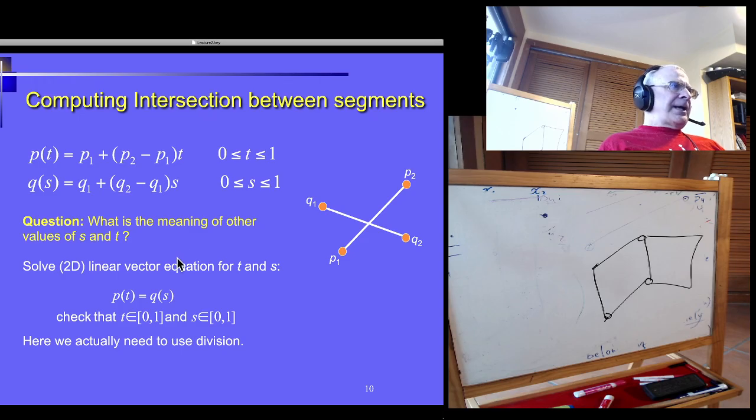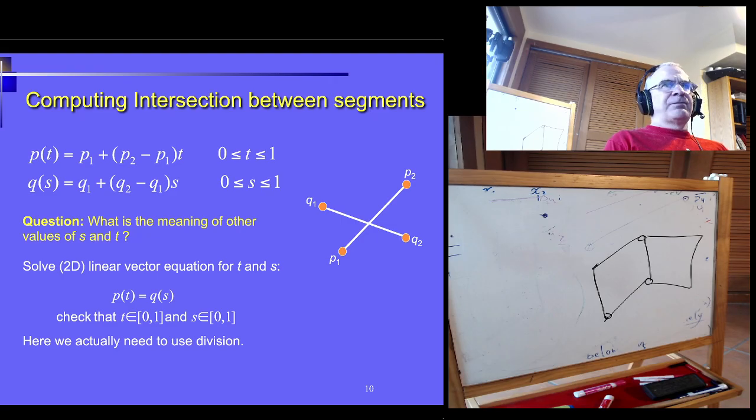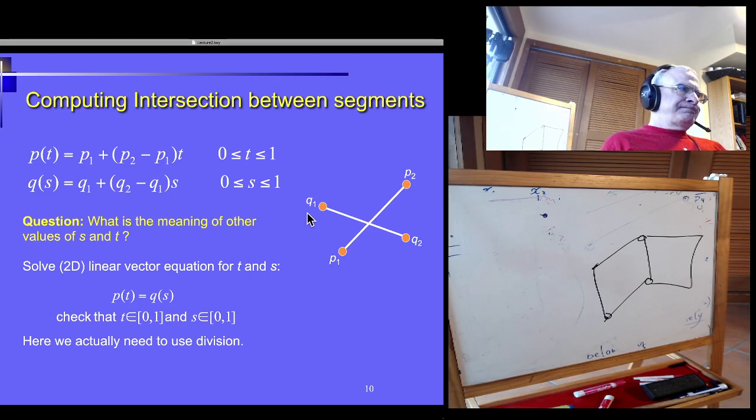And now you're asking for which value of S and T does P of T equal Q of S, which is exactly the coordinates of the intersection point. This gives you two equations with two unknowns, S and T, and you solve for S and T, and that gives you the intersection point. Not hard, just a linear system of linear equalities with two unknowns.